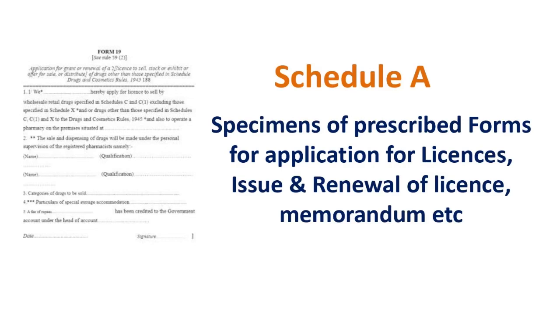Coming to the first one, Schedule A, it consists of specimens of prescribed forms for applications for licenses, issue and renewal of licenses, memorandum, etc. How can you memorize this one? Schedule A is the first one. Whatever work you do, either to start a company or to start a pharmacy, the first thing you have to do is keep an application, that is applying for the pharmacy.